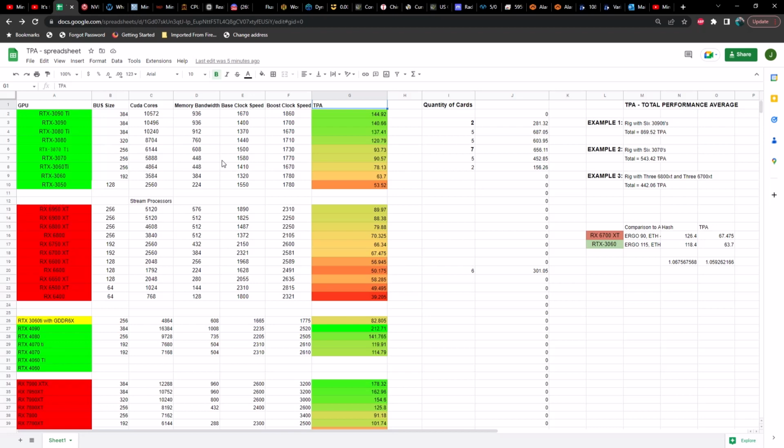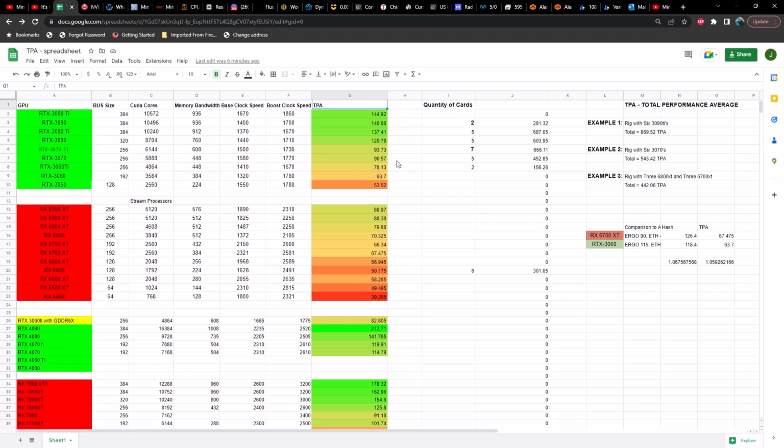For example, Ergo stepped up several times towards the end of Ethereum and was more profitable to mine than Ethereum was. So I really think this should be the standard going forward, but I need y'all's help in order to spread the word. So let me give you a couple of examples here.